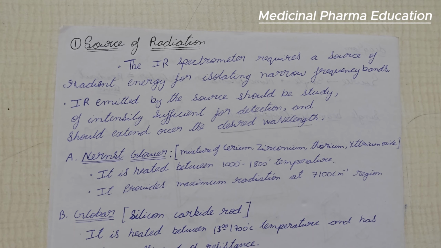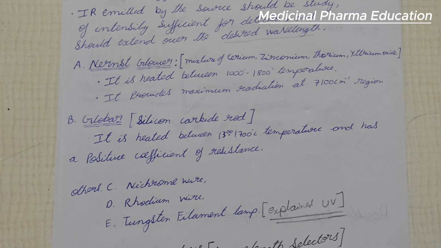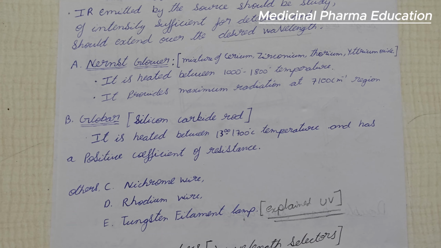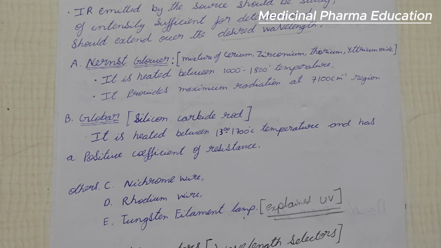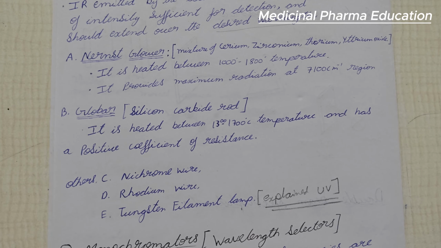Various types of sources are used here; you can see there are mainly five types. I recommend you to write the tungsten filament lamp. It is very easy, and we already discussed it in UV spectroscopy. Any one IR source is enough. You can just read it out, there is nothing to explain about it.